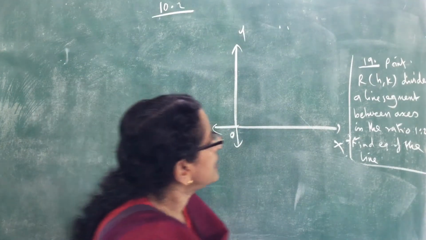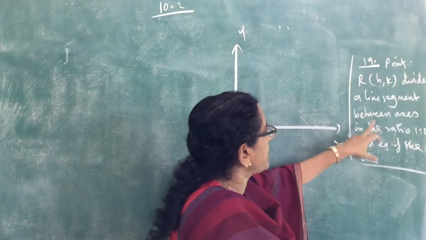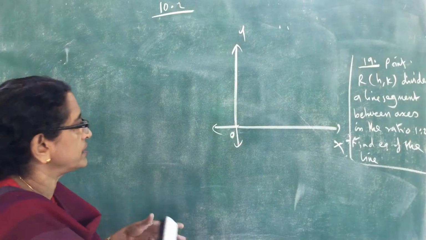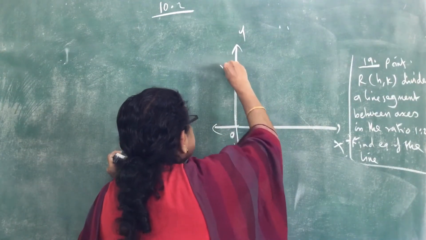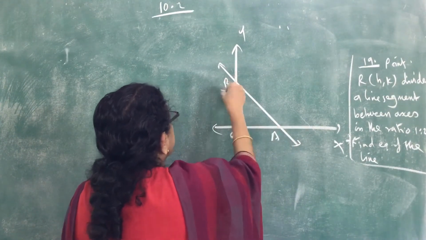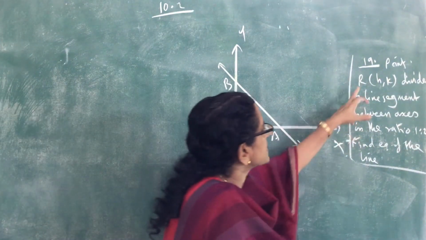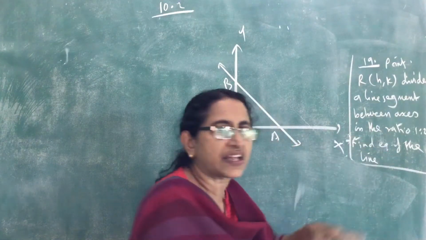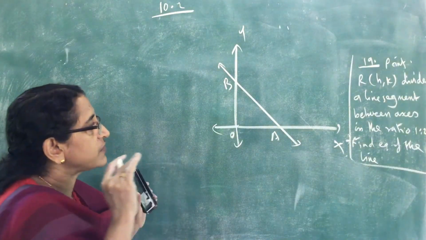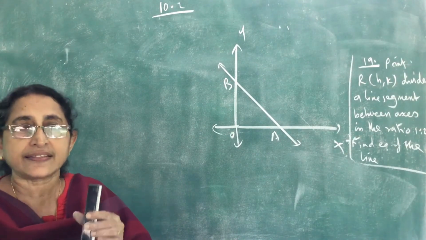So here, given that point (h, k) divides a line segment between the axes in the ratio 1:2. So line segment, same as the last question. See here, line segment between the axes. So this is the line, which we can name AB. Given that (h, k) divides the line segment between the axes in the ratio 1:2, you have to be careful with that ratio, because it divides the line segment between the axes, meaning between the x-axis and the y-axis, in the ratio 1:2.